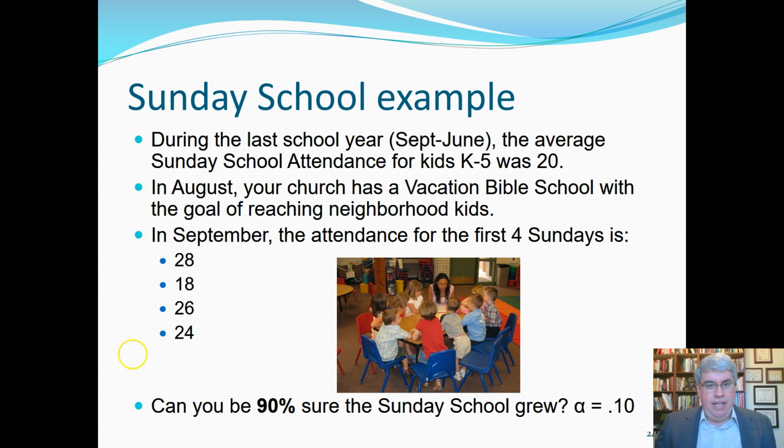So in this context, during the last school year, September to June, the average Sunday school attendance for kids in kindergarten through fifth grade was 20. So this is a small church. There are only 20 kids in kindergarten to grade 5.